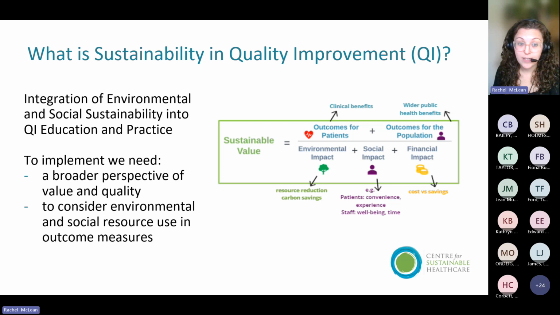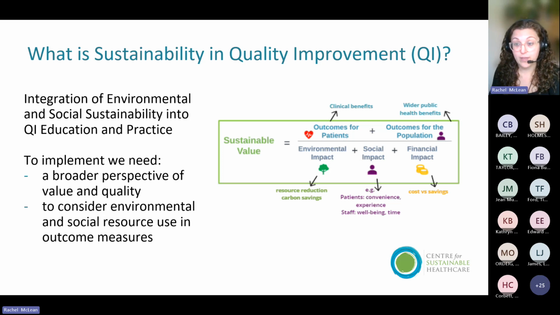So firstly, what is sustainability and quality improvement? It's the integration of environmental and social sustainability into quality improvement or QI education and practice. To be able to achieve this, we need to have a broader perspective of what value and quality within healthcare mean. And one of the ways that we can do this is using the sustainable value equation that's on the right-hand side of the screen.